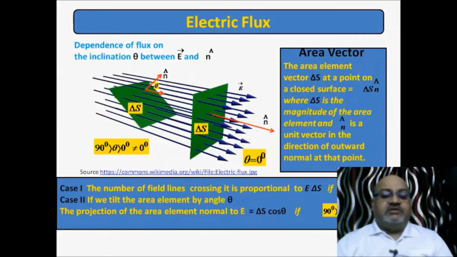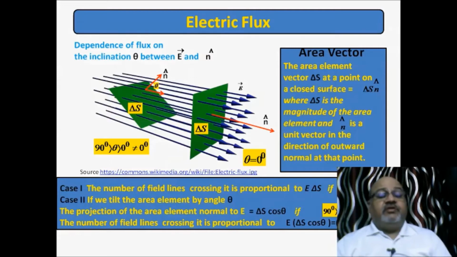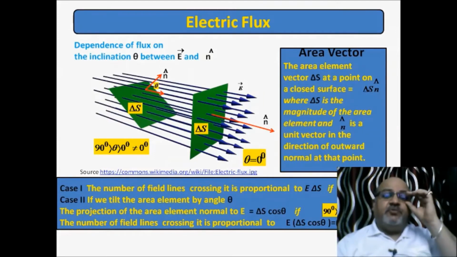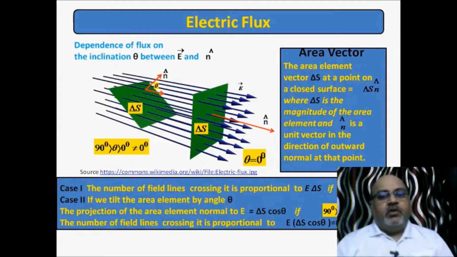So what will be the flux? Flux, or say the number of field lines crossing perpendicularly, will be proportional to the product of E and delta S cos theta. Again, this is electric flux, but here we are saying proportional to. Why? We will deal with this why in coming slides. But remember, this is electric flux.